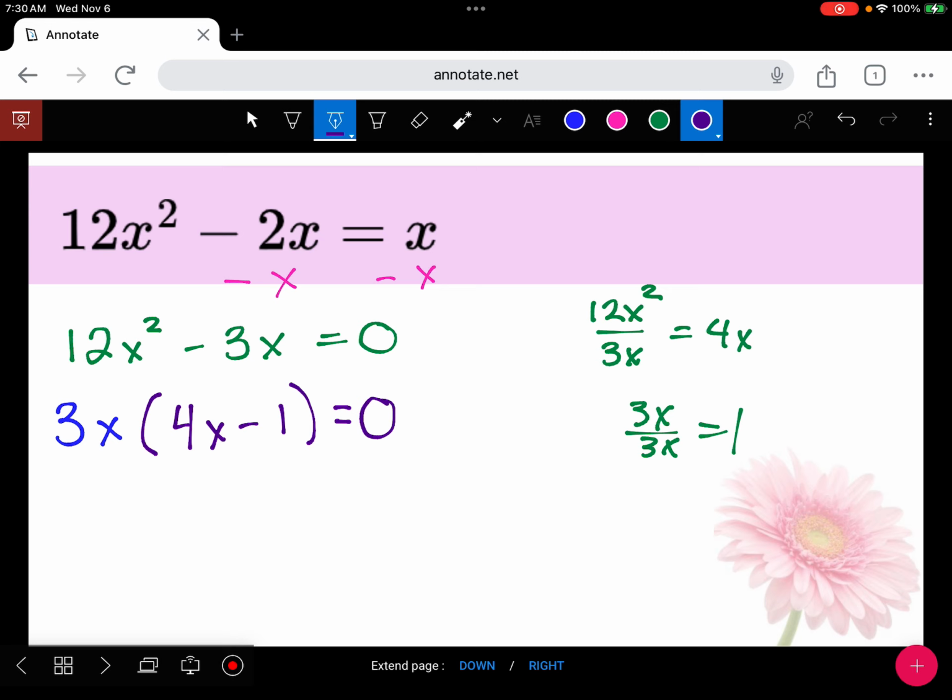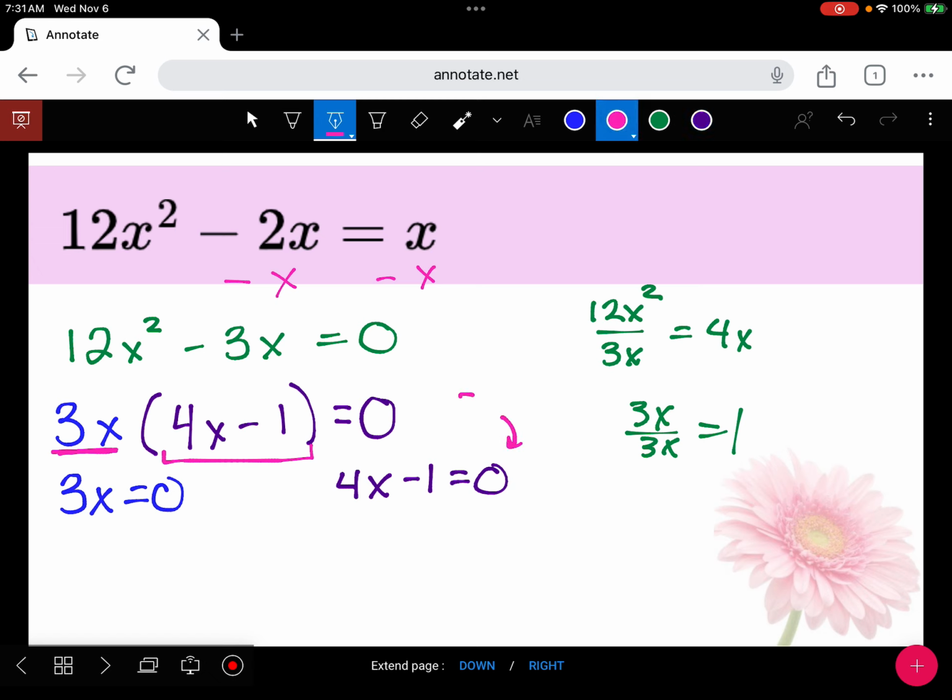So this product, my 3x times 4x minus 1, is going to equal 0 when either this piece equals 0, so we're going to set our 3x equal to 0, or when this chunk equals 0. If that chunk equals 0 and we multiply those together, it's going to be 0. So we're going to take our 4x minus 1 and set it equal to 0. This is when we start doing our solving. This is finding our solutions.